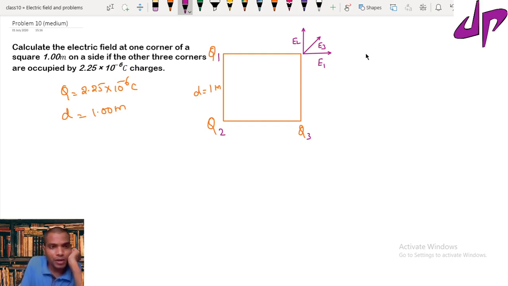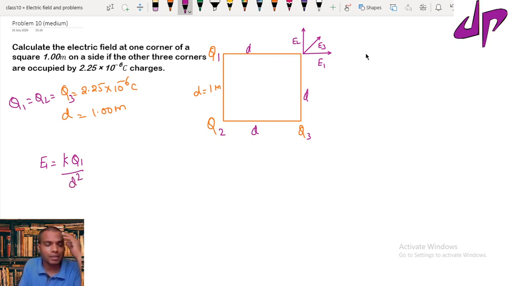Now first write the electric field due to the first charge, E1 equal to K times Q1 by the distance squared. The distance is d, and this is also d, this is also d, as it is a square. It's better to mention Q1 equal to Q2 equal to Q3, all having the same magnitude. So I can take that as, for a moment, KQ by d square, where d is the distance.